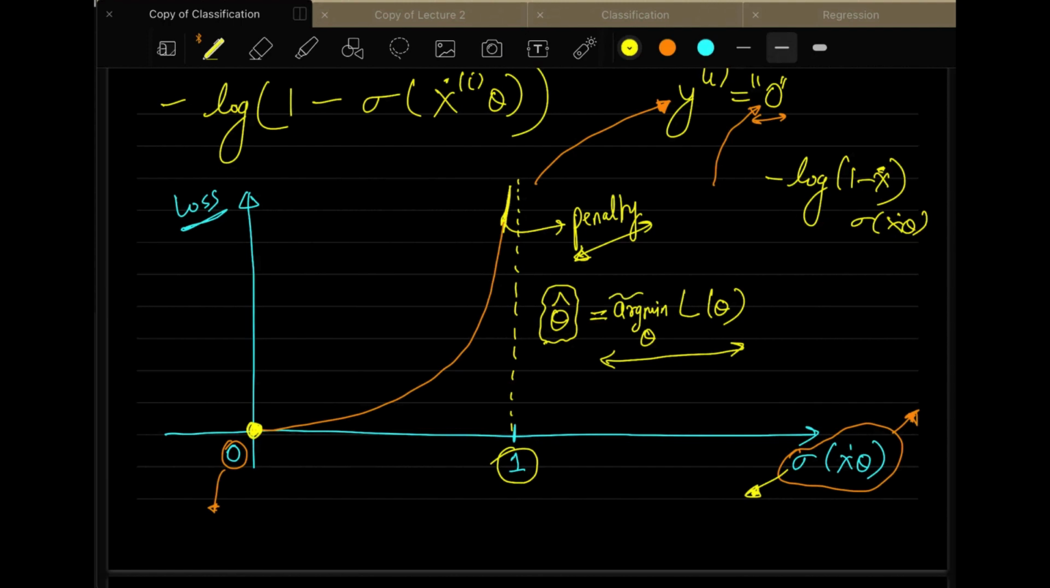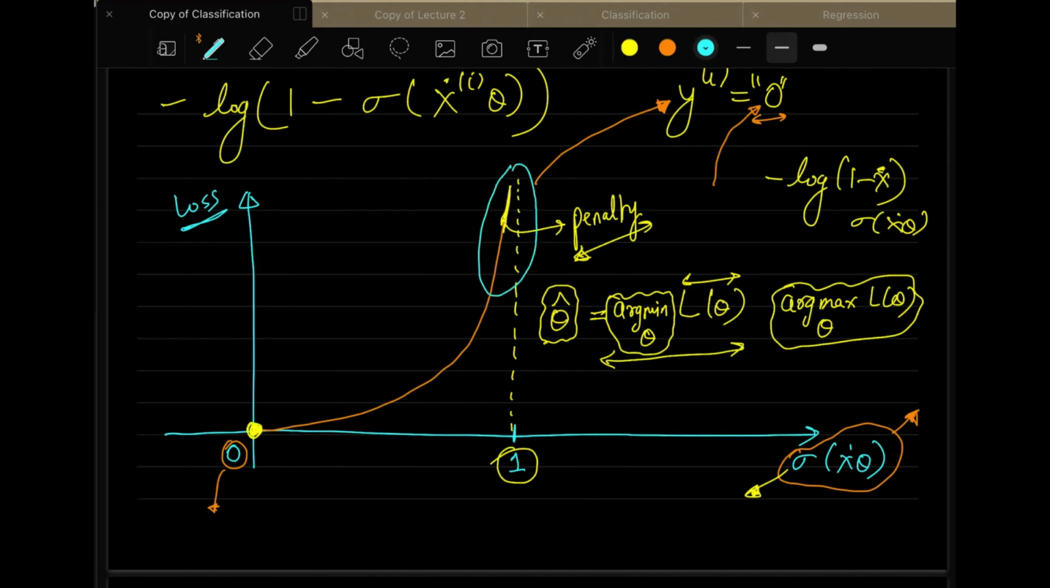Every time we are doing this arg min theta of L of theta. So what it means is we are always seeking minimization of the loss. We are never seeking arg max of L of theta over theta. We are never doing this. We are always minimizing the loss. So if at some instant the loss is this high, then we want to minimize it so that we can come from here to here.